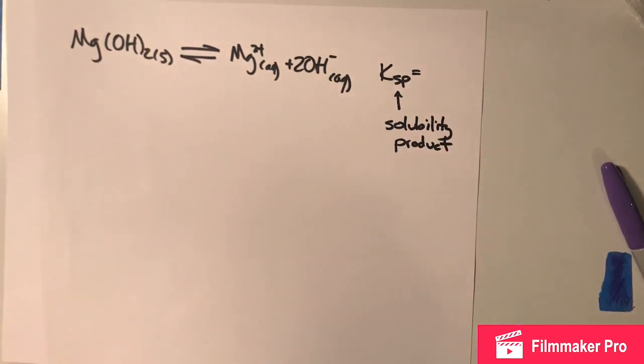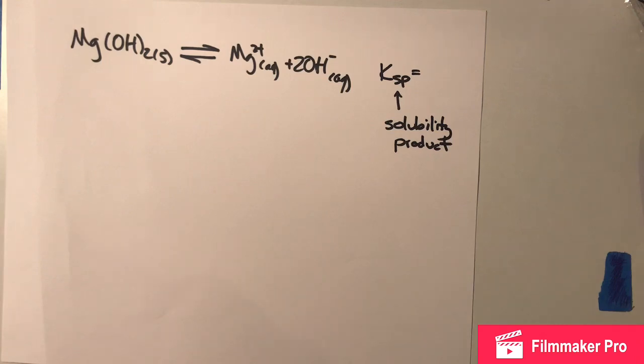So this is going to be a constant that's going to characterize any ionic compound that dissolves even just a tiny little bit in water. And it turns out that pretty much every ionic compound is going to dissolve, even if it's just a tiny, tiny, tiny amount.